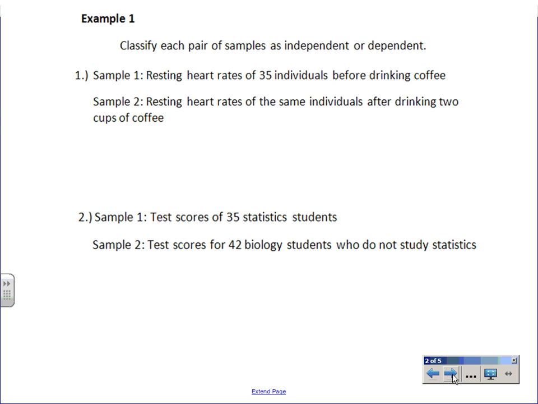But the key ones here that actually make it independent are, they're saying right here, they don't study statistics at all. So is there any way to get the same people here? There's just no way at all, right? Because we're saying here they do and here they don't, so there's no way. So that's why those are independent. I kind of thought we had a pretty good grasp of that.